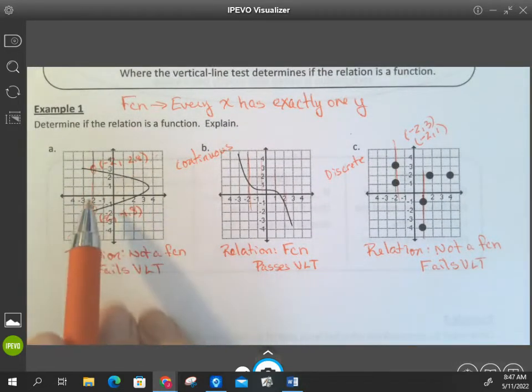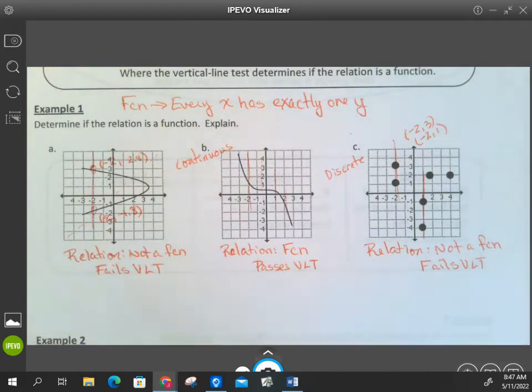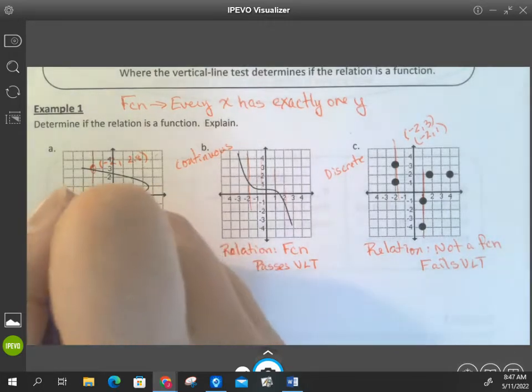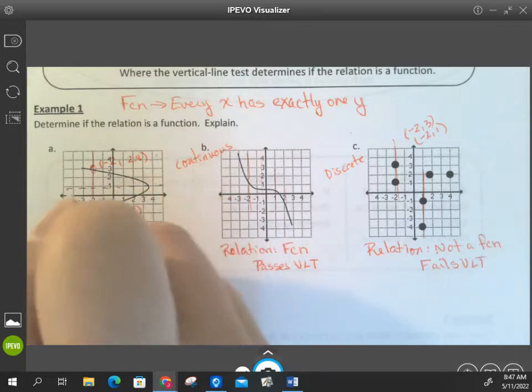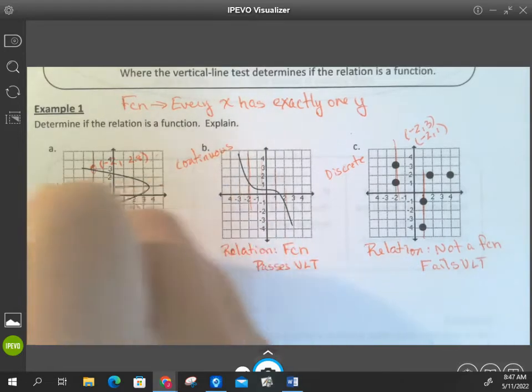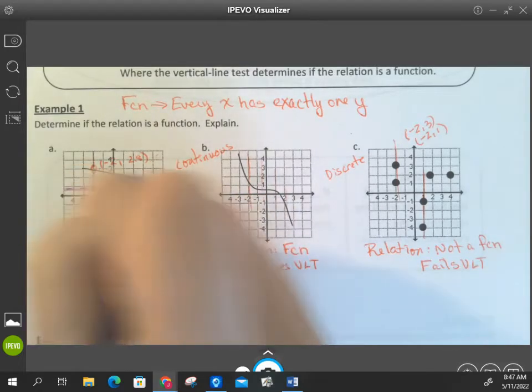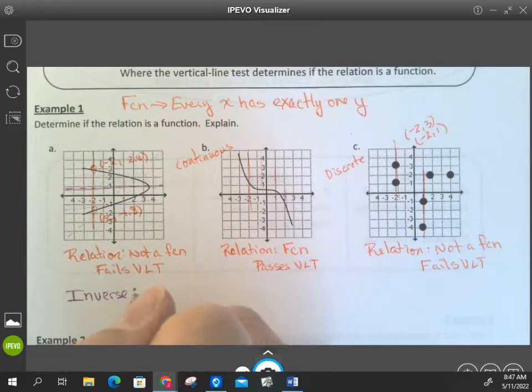Is this graph a function? No, it fails the vertical line test. But if I ask you about the inverse, I'm going to do the horizontal line test. No matter where I draw a horizontal line, do you see that it's never going to cross more than one point? So the inverse is a function, and that's because it passes the horizontal line test.